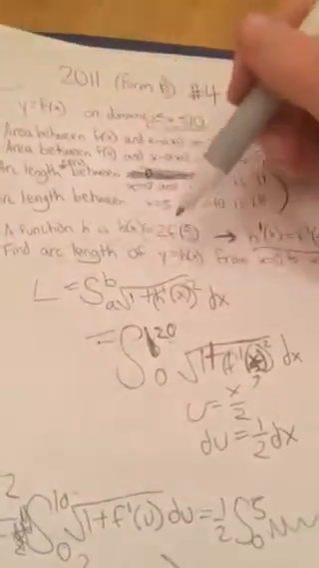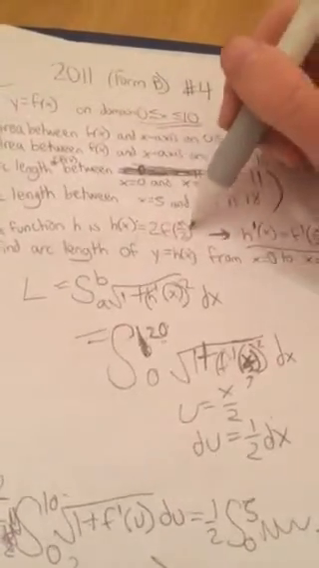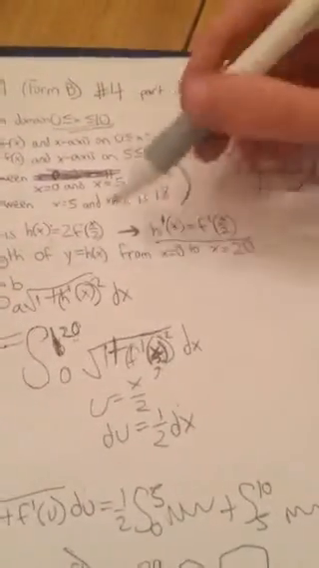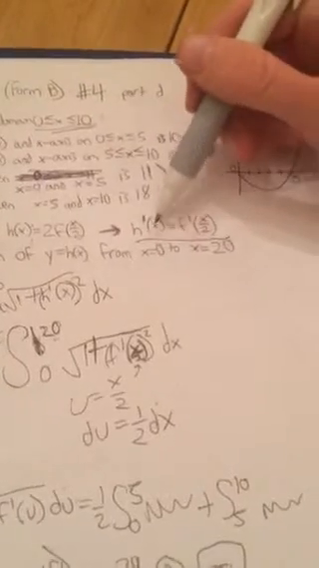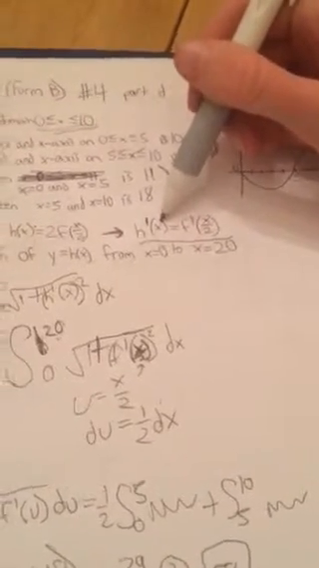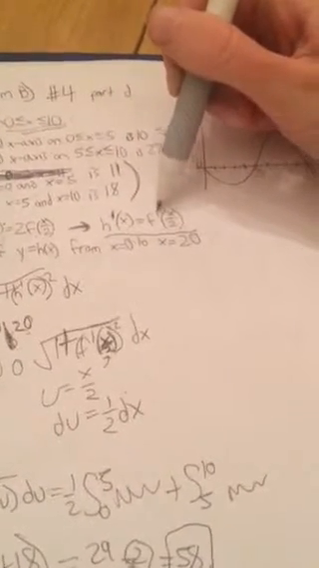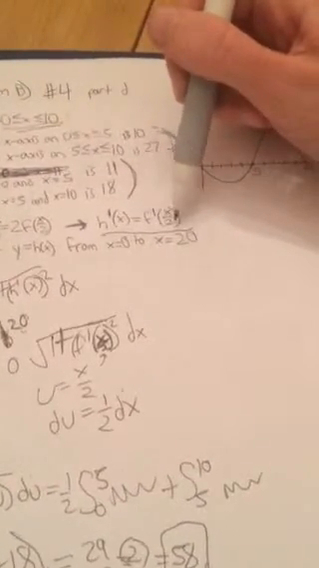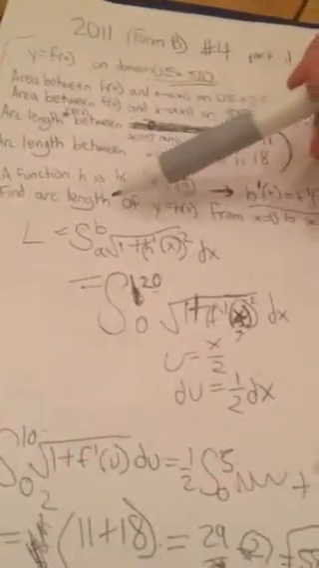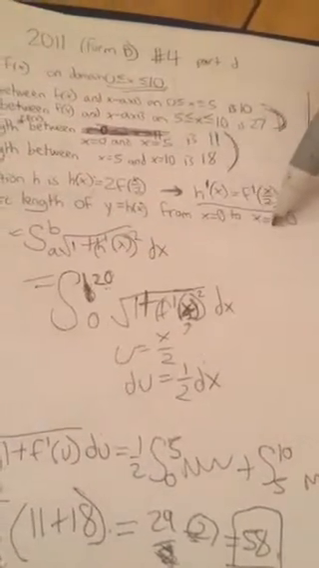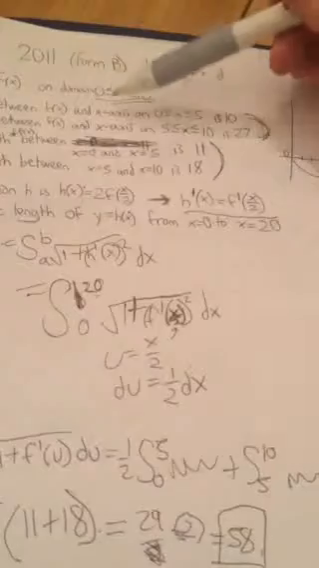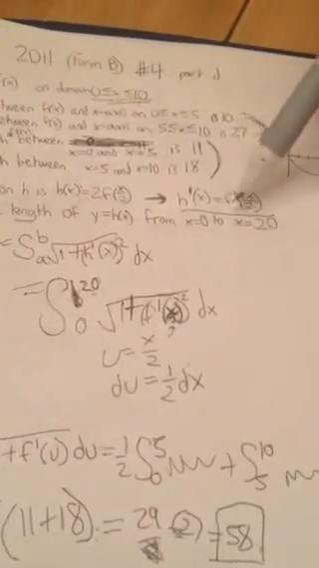So they ask you this hypothetical function h, and set it equal to our f of x over here. They give you the derivative of h of x, which is nice because that's what we'll have to plug into our formula. And they set it equal to the derivative of f of x over 2. And we need the arc length of y equals h of x between x equals 0 and x equals 20. Which is weird because it only goes from 0 to 10 for f of x.